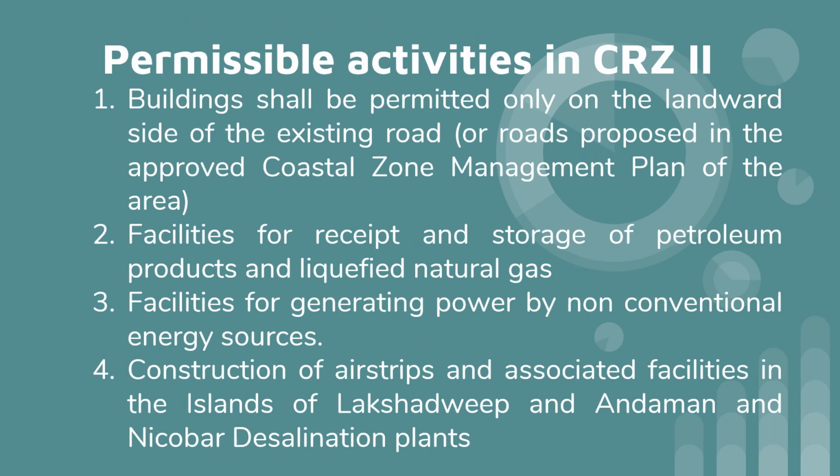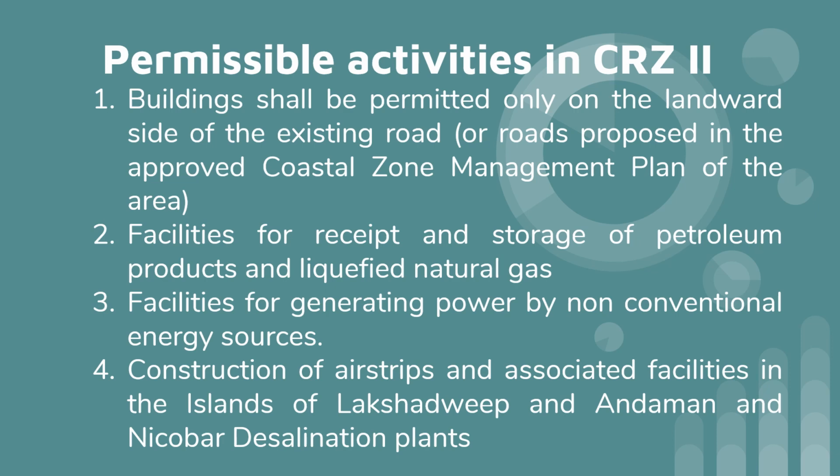And the next is the permissible activities in CRZ 2. What does it include? Buildings shall be permitted only on the landward side of the existing road. The second one is facilities for receipt and storage of petroleum products and liquefied natural gas. Third, facilities for generating power by non-conventional energy sources, like solar energy, thermal energy, or wind energy. And the fourth one is construction of airstrips and associated facilities in the islands of Lakshadweep and Andaman and Nicobar Islands.